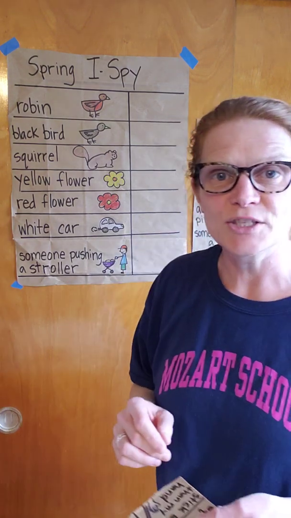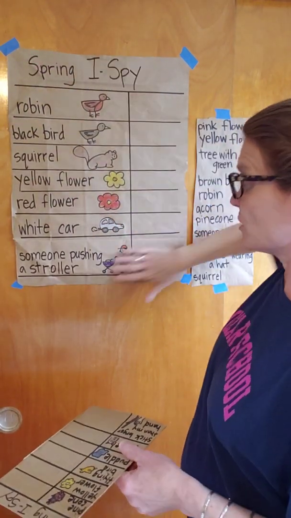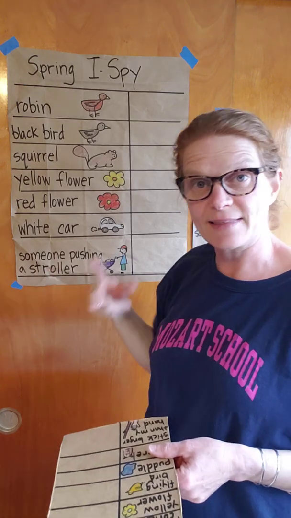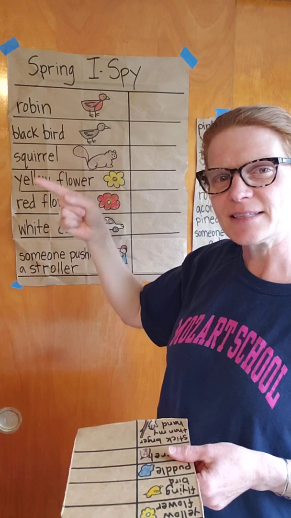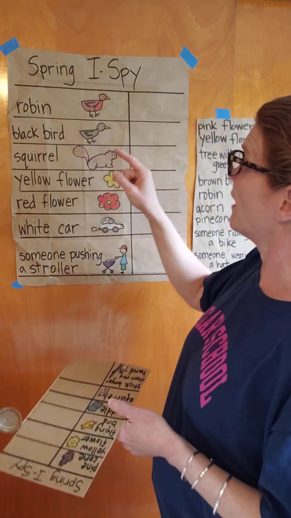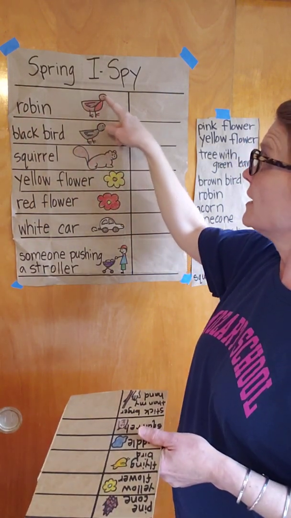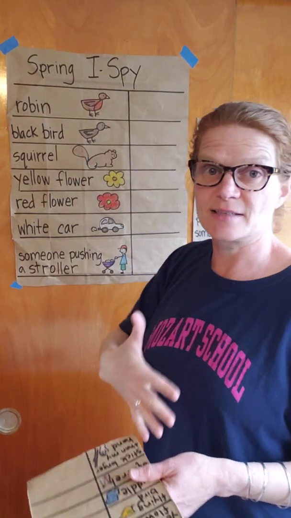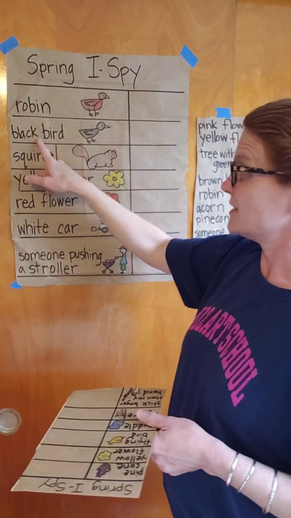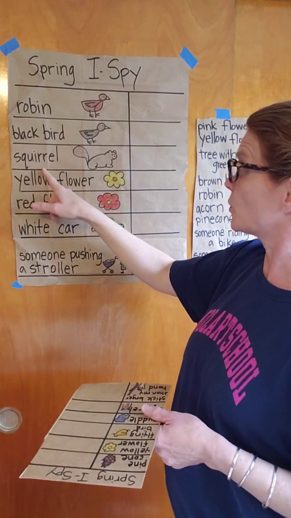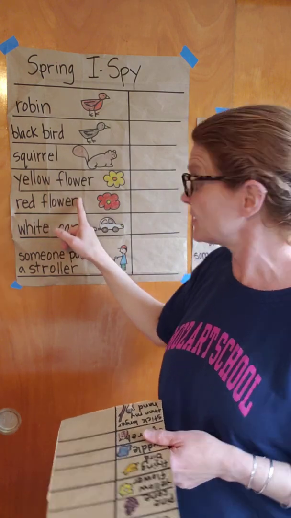So I wanted to show you a chart that I made that we can use to play Spring I Spy. This is a great big one that I made out of a grocery bag that I cut open. These are some things that I think I might see if I look out my window. I wrote down a robin, which is a kind of bird, and we know a robin by the red feathers on its chest. I might see a blackbird or a squirrel. I might see some things blooming like a yellow flower or a red flower.